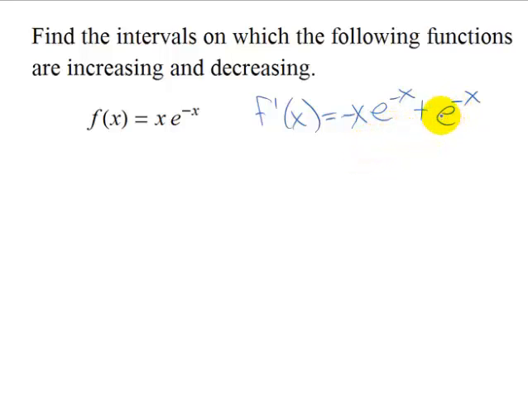Now I do have an e to the negative x, and if I move that to the bottom of a fraction, I'd have 1 over e to the x, but e to the x never equals 0, so there's not going to be any place where this is undefined. So what I'm interested in is figuring out where that first derivative equals 0.